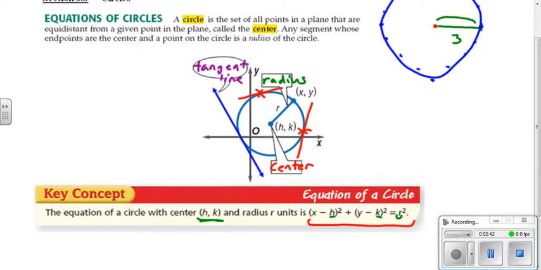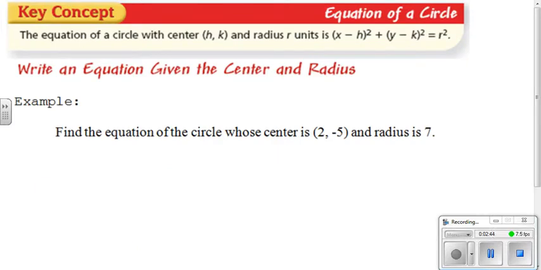So let's see how that looks in an example here. We want to find the equation of a circle whose center is (2, -5), and the radius is 7. Well, remember, (x minus h) squared plus (y minus k) squared equals r squared. Well, our radius is 7. So we would plug that in to this piece over here.